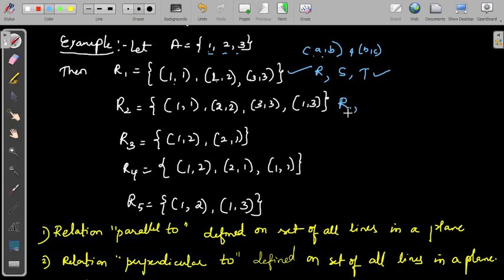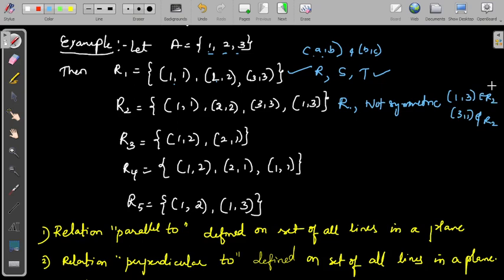Now you have to check, is it symmetric? So this is not symmetric. Very clear it is, because 1 comma 3 belongs to R2, but 3 comma 1 does not belong to R2, hence it is not symmetric.